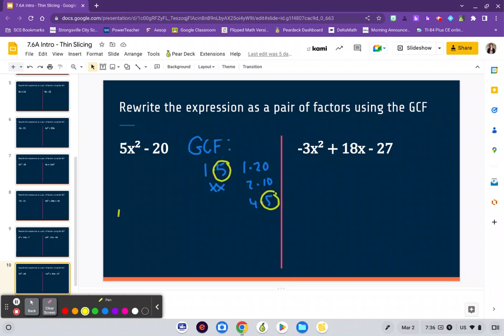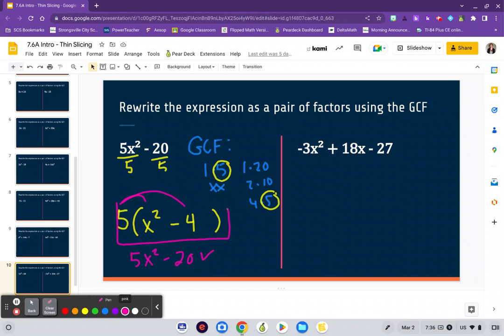Okay, so I'm going to say 5 times, well, if I divide each of these by 5, I'm left with x squared minus 4. And I can always do a check, right? So 5 times x squared is 5x squared minus 20. This checks out. And so this would be my answer. These factors would be my answer.